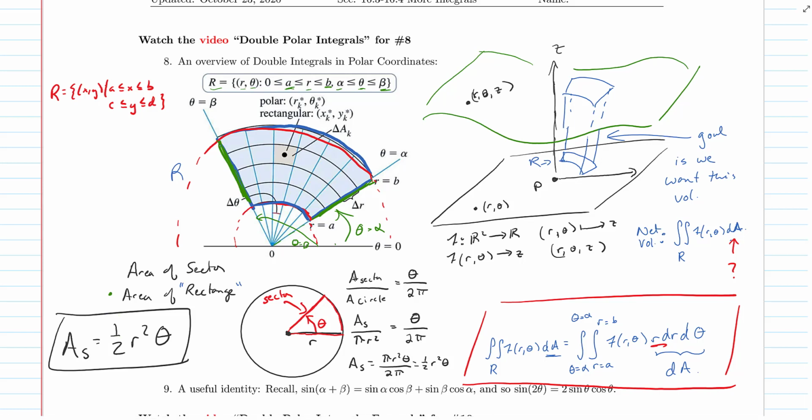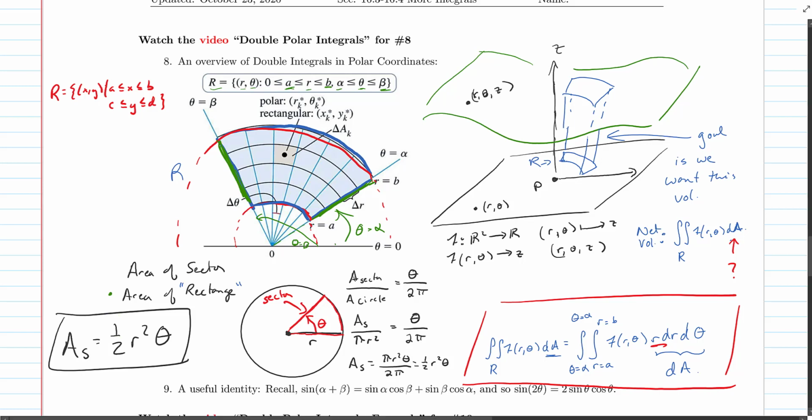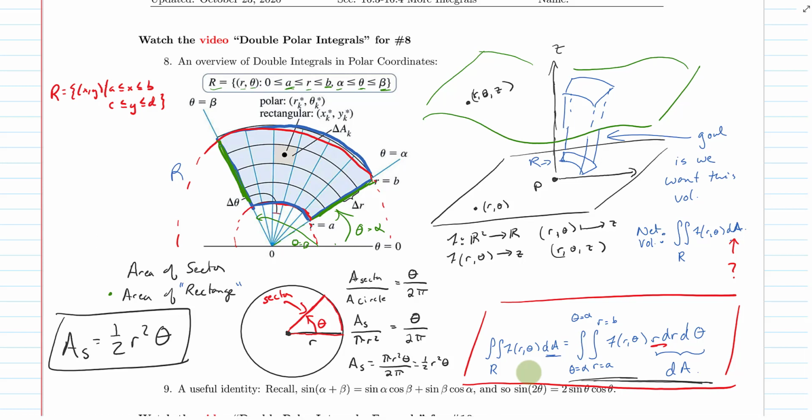The other thing is I recommend that you begin memorizing this formula for computing volume in the polar coordinate system. So go ahead and get started on that, and we'll put this integral to work in the next example.